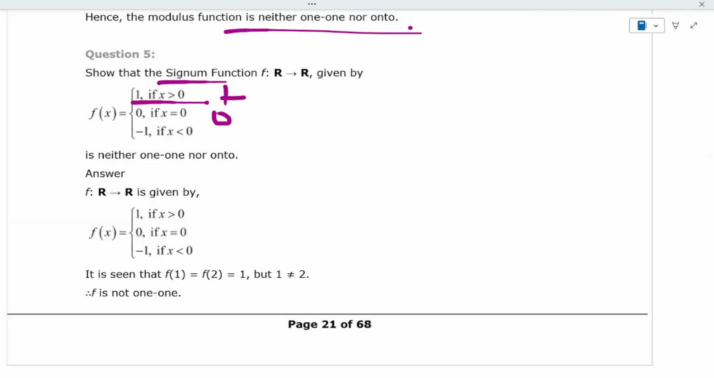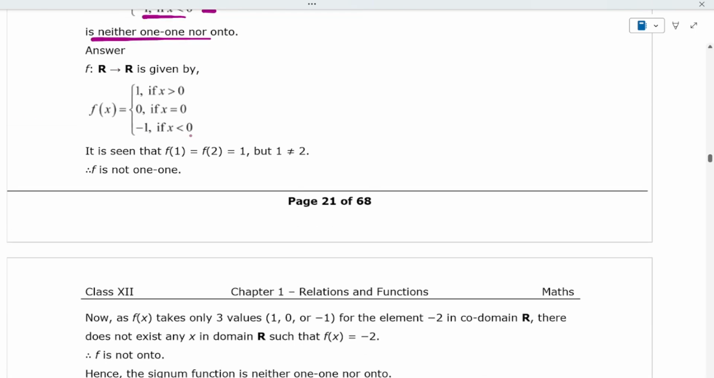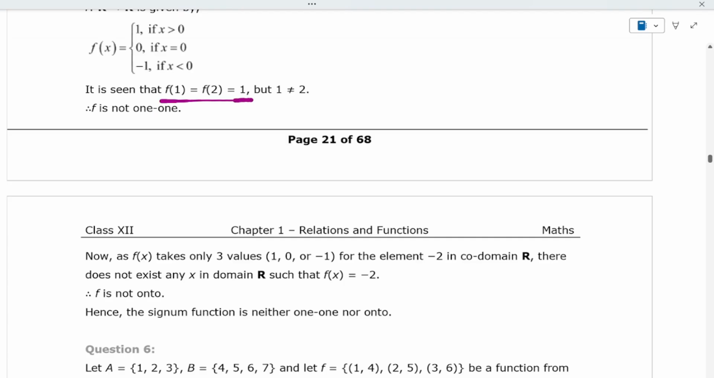If it is equal to 0, it means it is 0. If it is minus 1, that is negative. We have to show that it is neither 1-1 nor onto. See, you consider f of 1 is equal to f of 2. 1 is not equal to 2, right? So you consider it is not 1-1.